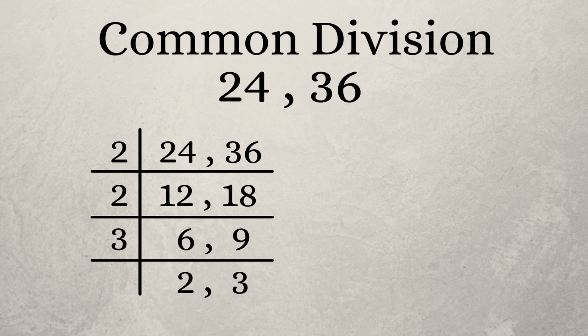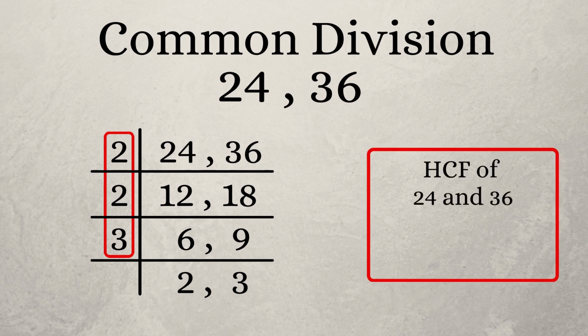Now, since 2 and 3 are prime numbers themselves and they do not have any prime factors in common, we stop here. Then we mark the numbers which we had divided that are on the left. So the HCF of 24 and 36 can be written as the product of 2, 2 and 3. And the answer would be 12.